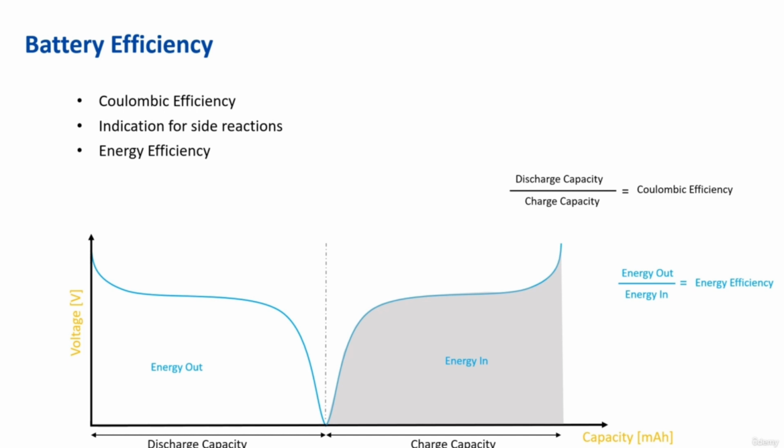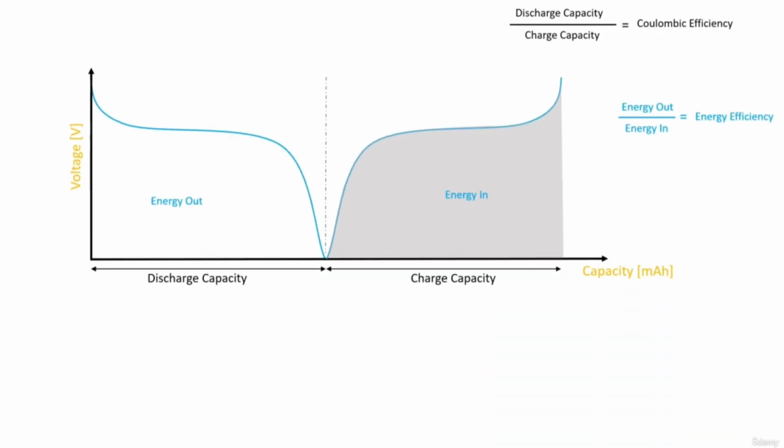The other type of efficiency is energy efficiency. That is simply the ratio of the outgoing and incoming energy.